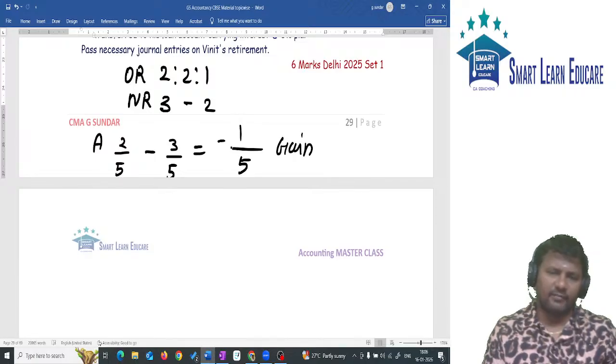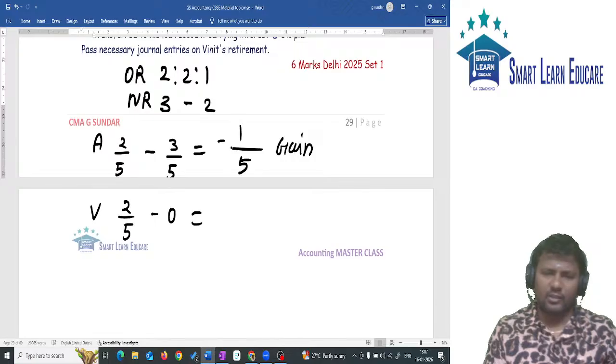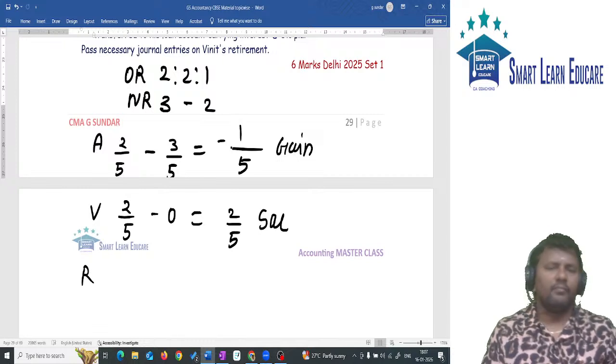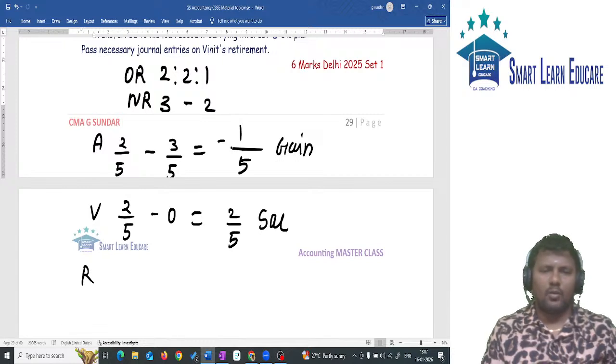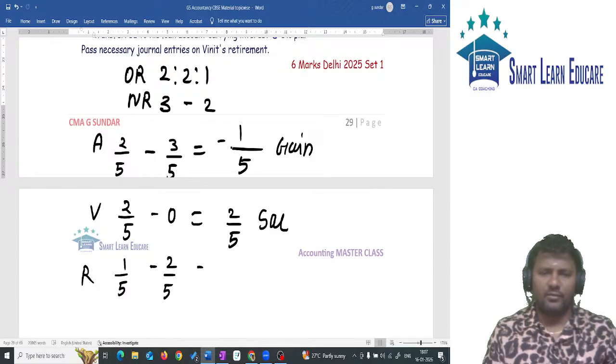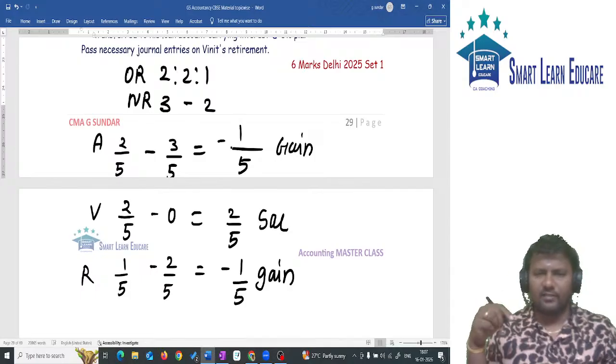A is gaining. We will be sacrificing. 2 by 5 minus 0, it is 2 by 5. Then we will be sacrificing. Our old ratio 1 by 5 minus new ratio 2 by 5, you will be getting minus 1 by 5. This partner is also gaining, but two partners are gaining, one partner is sacrificing.